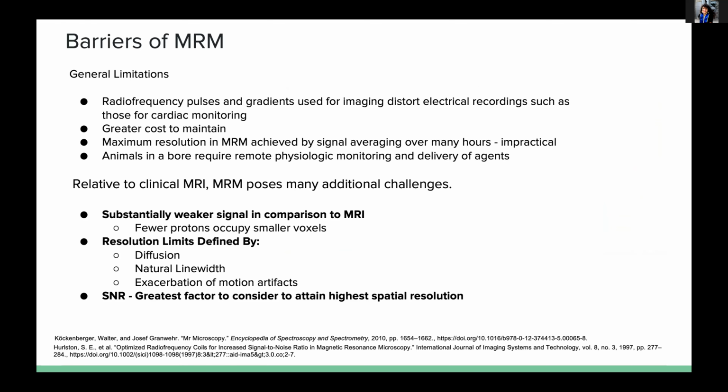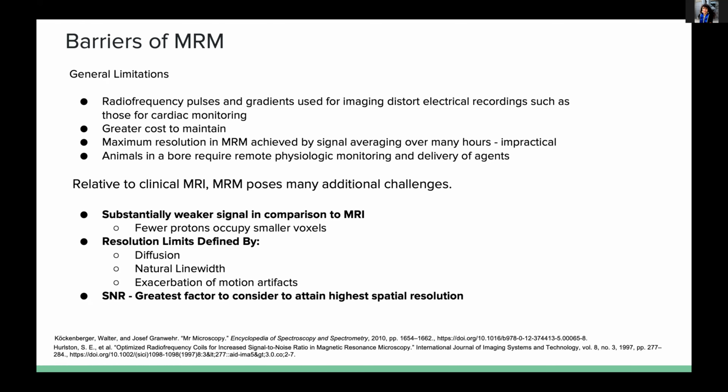General limitations include the fact that for small animal studies, radio frequency pulses and gradients used for imaging distort electrical recordings, such as those for cardiac monitoring. They are also at a greater cost to maintain, and achieving maximum resolution can take many hours, which is impractical. Compared to other animal study methods, animals in a bore require remote physiologic monitoring and delivery of agents for the study, which can complicate things.